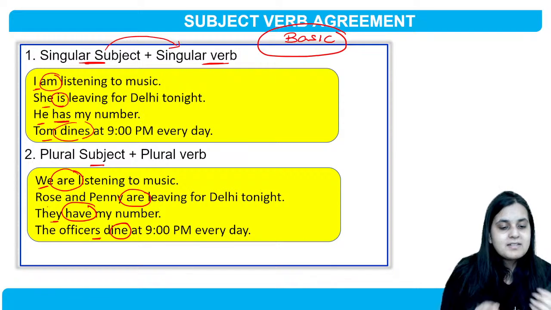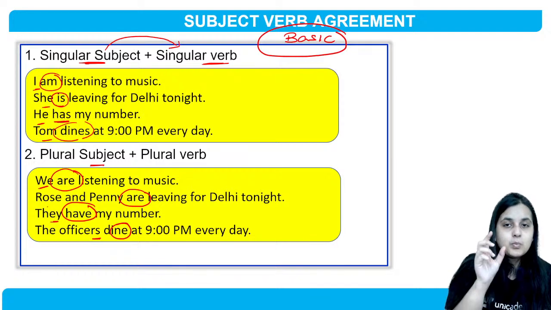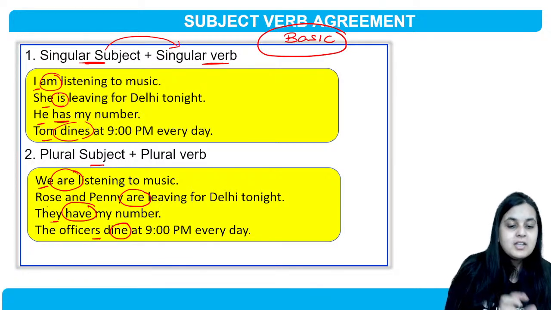But we know that basic rules are not that, you know, उससे ज़्यादा important होते हैं exceptions or special rules. So let's come to the special rules and the exceptions wherever applicable. Shall we get started? All of you understood the basic rule. The verb depends on the subject. That is, the subject decides the verb. It's not the verb that decides the subject.